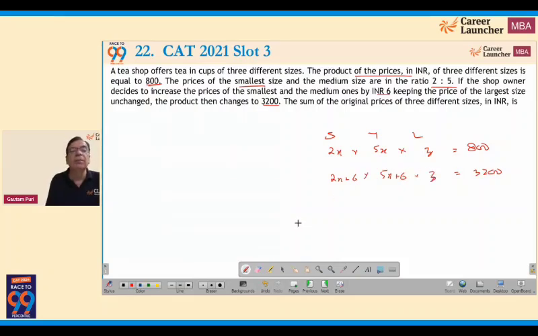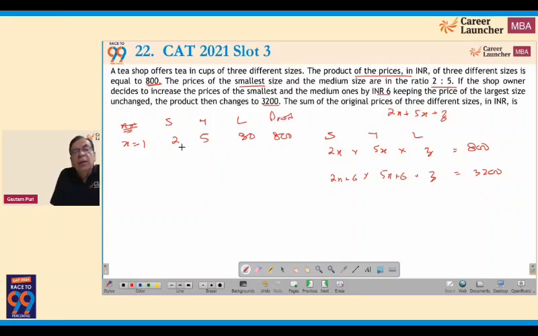This is what it says. What is the sum of the original prices of the 3 sizes? So what do we need to do? 2x plus 5x plus Z is what we need to find. Start making cases. Don't waste time. Put x equal to 1. Remember, CAT is about cute numbers. Small, medium, large. If x is equal to 1, this will be 2 and 5. The product is 800, so the large size will be equal to 80. 2 into 5 into 80 is 800.